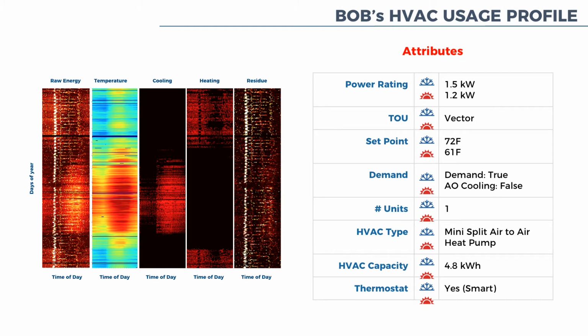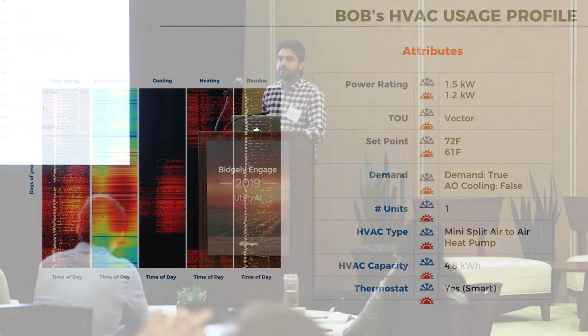The last piece of information which we can derive from this is the thermostat. We put this data into our machine learning, or you can say classification model, and it can say whether a thermostat is present in that house or not. And if yes, then it can also categorize with some confidence what kind of thermostat it is. Is it a smart thermostat or a non-smart thermostat?